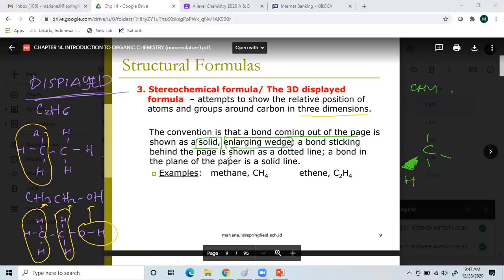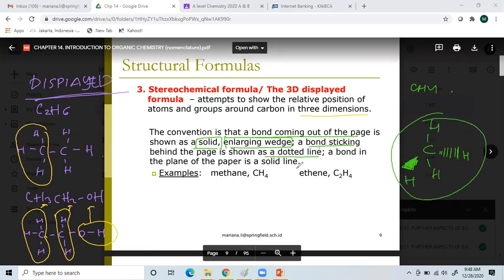A bond sticking behind the page is shown as a dot line or dashed line, okay? So I will change this from small to larger. So this is H, the other H is shown as a dot line or dash. A bond in the plane of the paper is a solid line, that means this bond is on the plane of the paper. So this is how we draw methane in three dimension form.